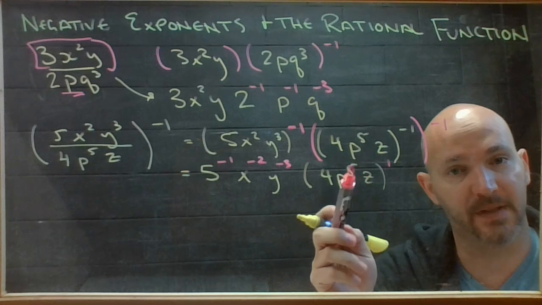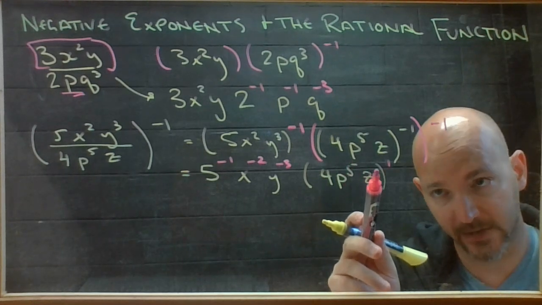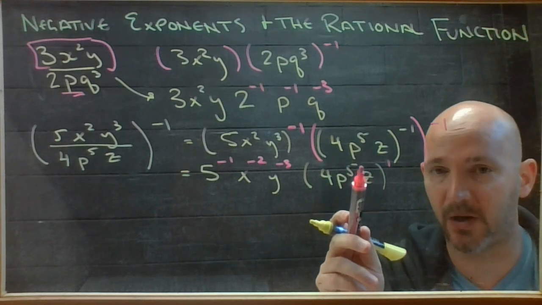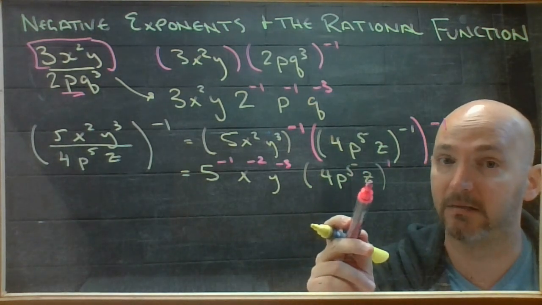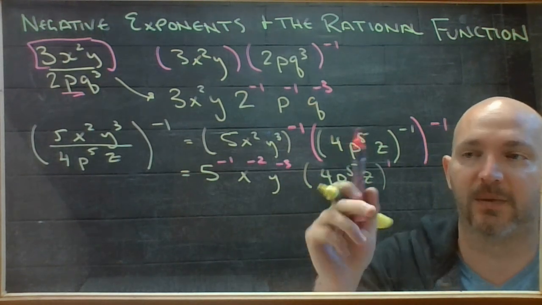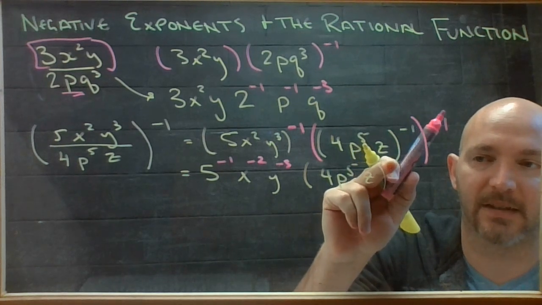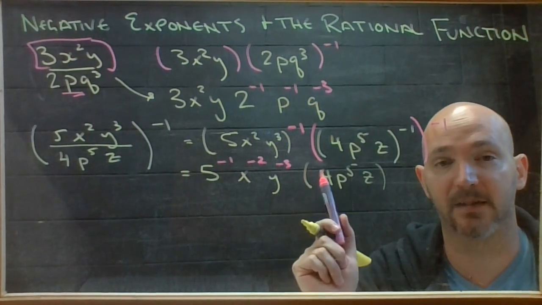So I would end up with 4p to the 5z to the exponent +1. -1 times -1 is +1. And generally with exponents, just like this z here, there's an exponent 1 on this z, but we don't bother writing it because I can already see there's already one z. So this isn't really necessary. It's implied just by the fact that this exists.